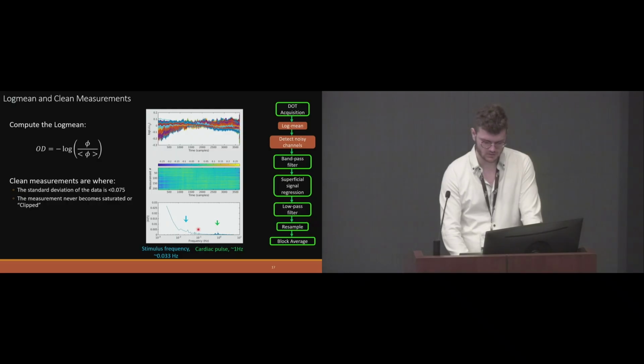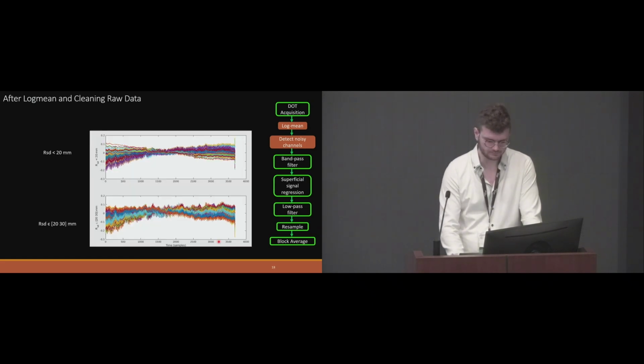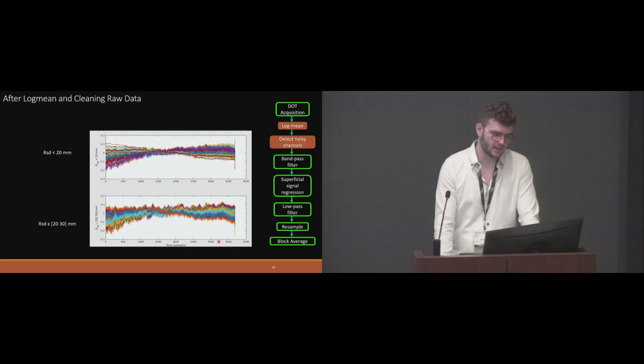And here we can see our stimulus frequency over with this blue area. It's a little low because we haven't done any processing yet. We've just log-meaned the data. We can still see our cardiac pulse down here at 1 hertz. If we want to zoom in again, now to our short and medium distant measurements, we can look at those as well. And a lot of these plots right here are what you're going to be seeing as you walk through the pipeline.